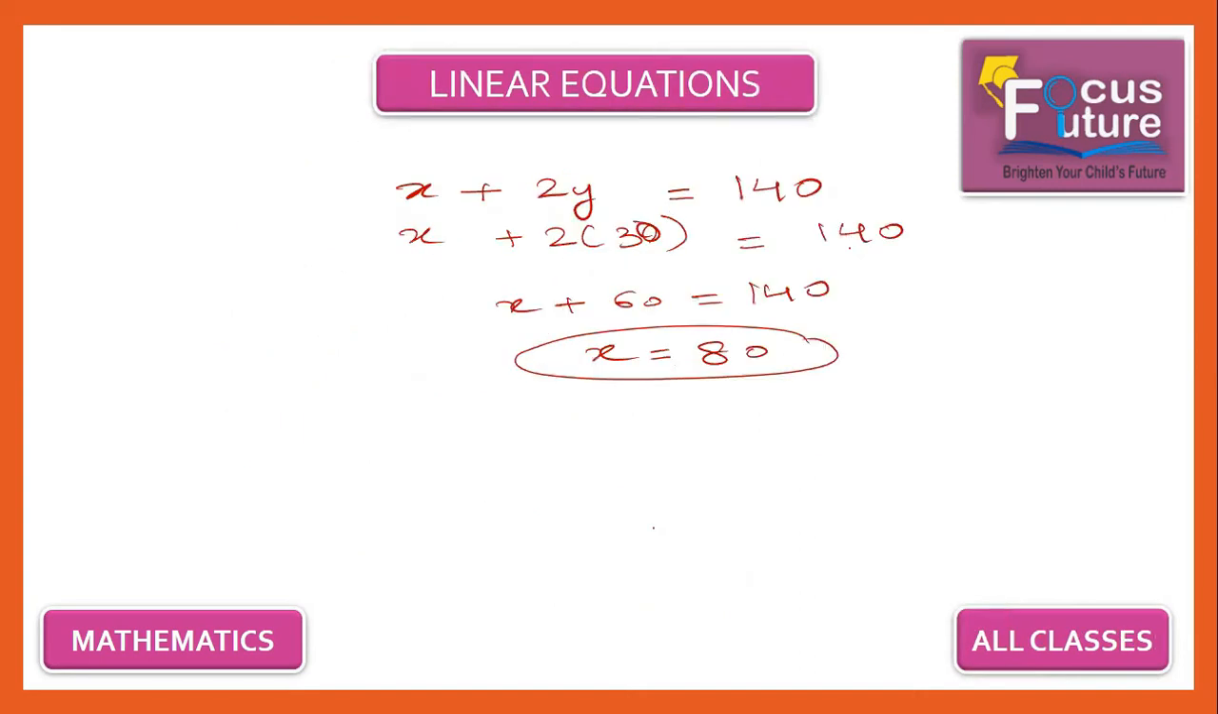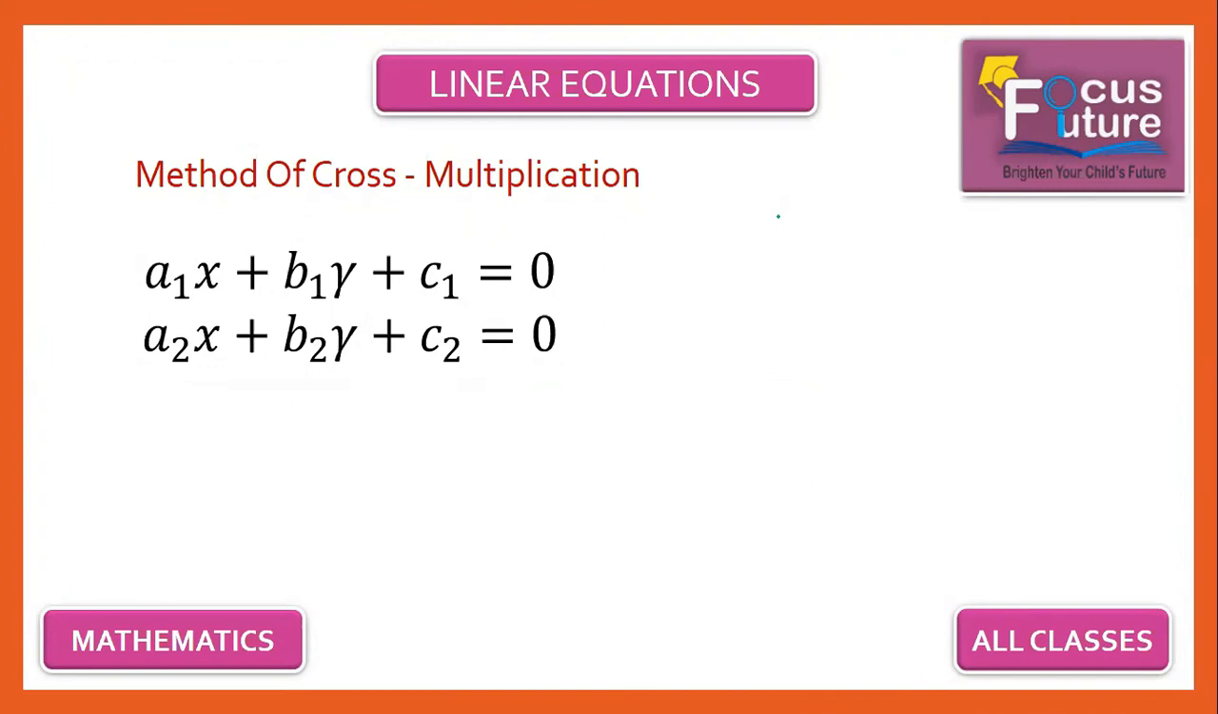Now let us understand our third rule, that is cross multiplication. To understand the method of cross multiplication, this would be your first step. You should form your equation in this manner: a1x plus b1y plus c1 is equal to 0, a2x plus b2y plus c2 is equal to 0, where x and y are variables and c1 and c2 are constants, and a1, a2, b1, b2 all are constants.